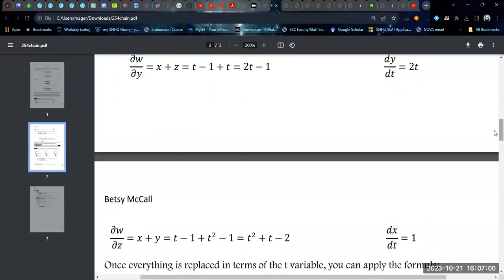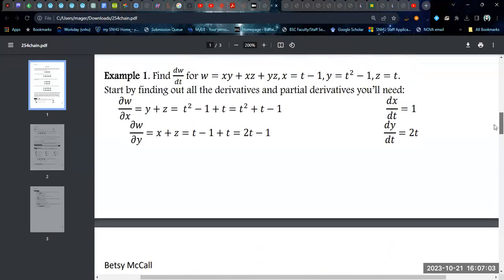Now, one thing to keep in mind that's very important: if you are ultimately going to plug values in and you're just going to get a number in the end, then you may not need to worry about this because you can just plug in values and all of your various derivatives will go away.